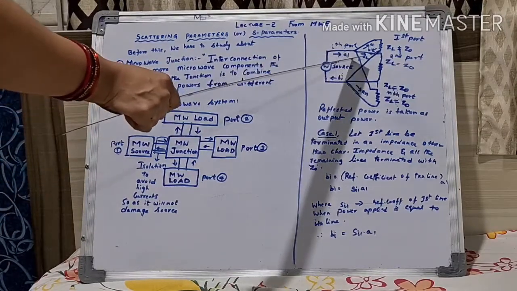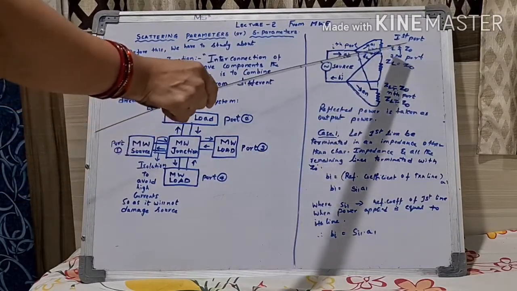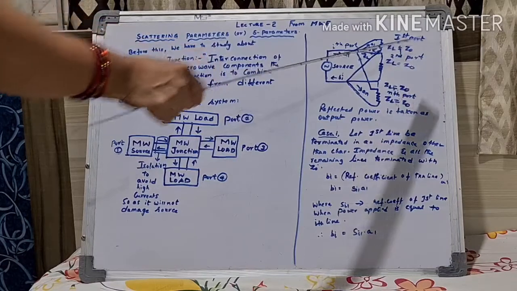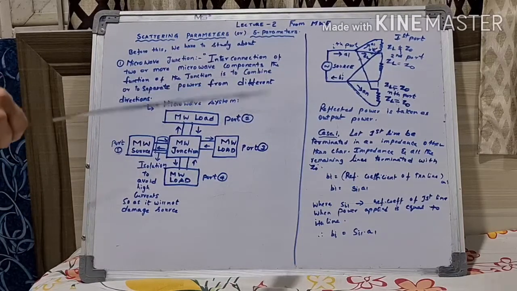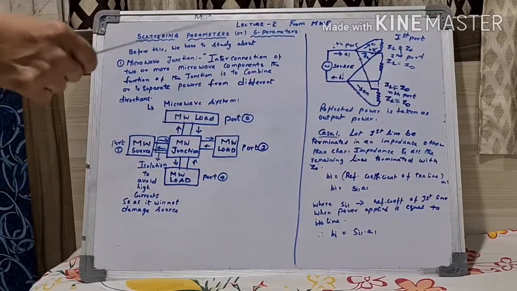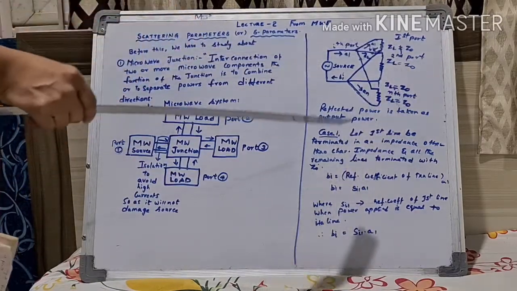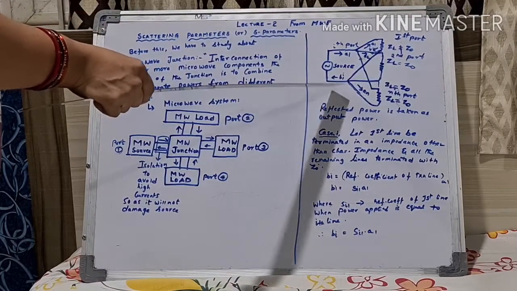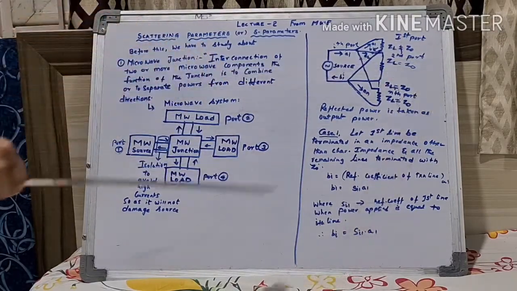Okay, so if AI is the input power and BI is the reflected or output power, and ZL is the line impedance, ZL not equal to Z0 means it is not matched with Z0. If the line impedance is not matched with the characteristic impedance, then there will be reflected power BI.